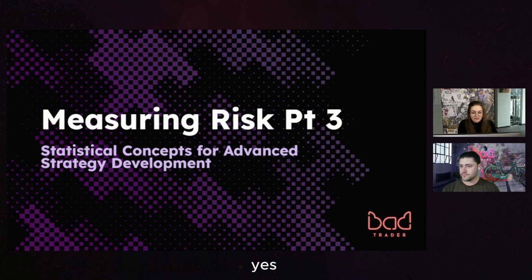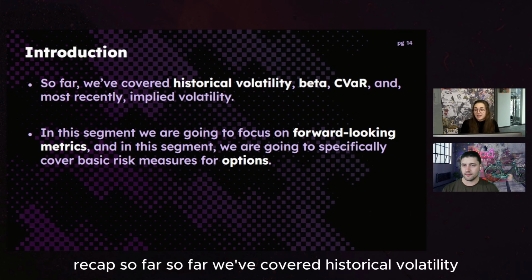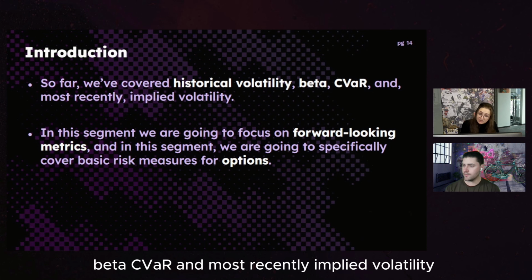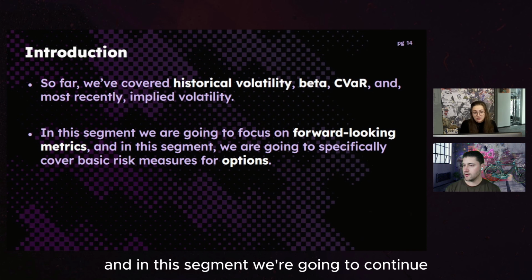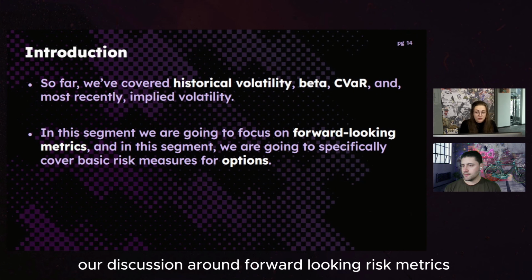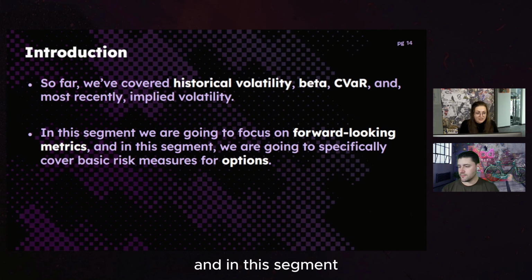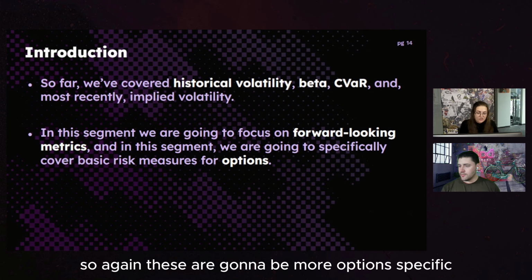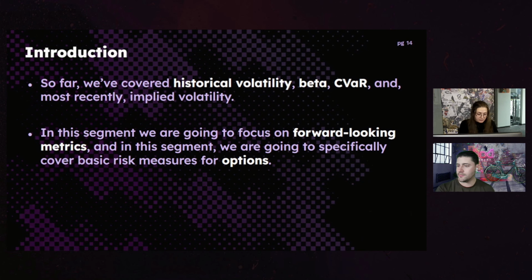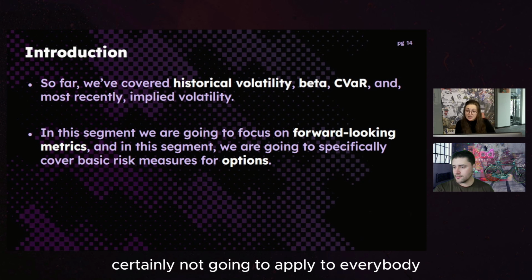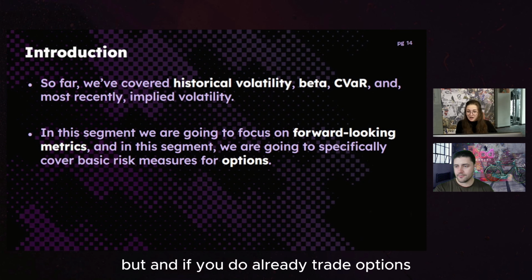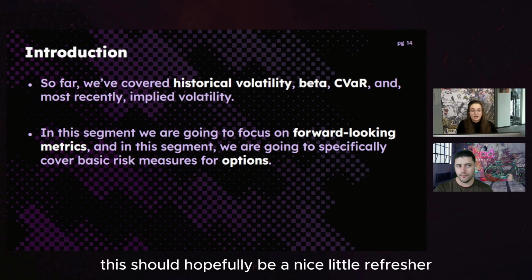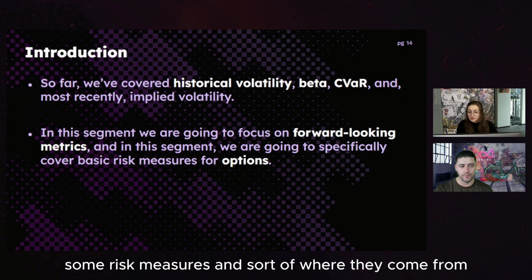So yes, just to introduce a little bit, recap so far. So far, we've covered historical volatility, beta, CVaR, and most recently implied volatility. In this segment, we're going to continue our discussion around forward-looking risk metrics, specifically basic risk measures for options. So again, these are going to be more option specific. Certainly not going to apply to everybody, but if you do already trade options, this should hopefully be a nice little refresher around some risk measures and sort of where they come from.